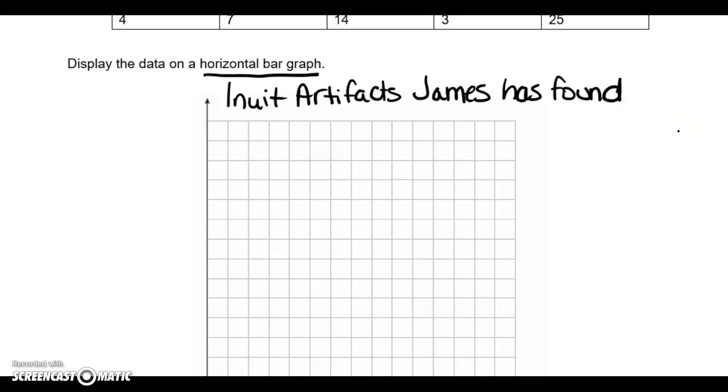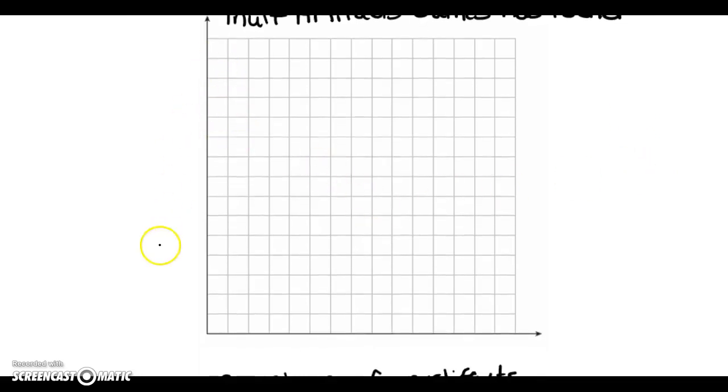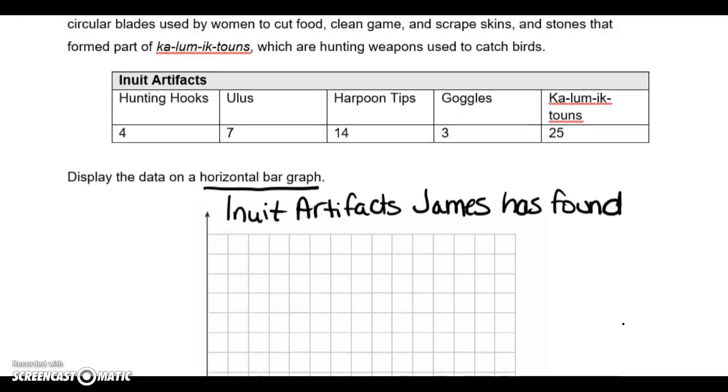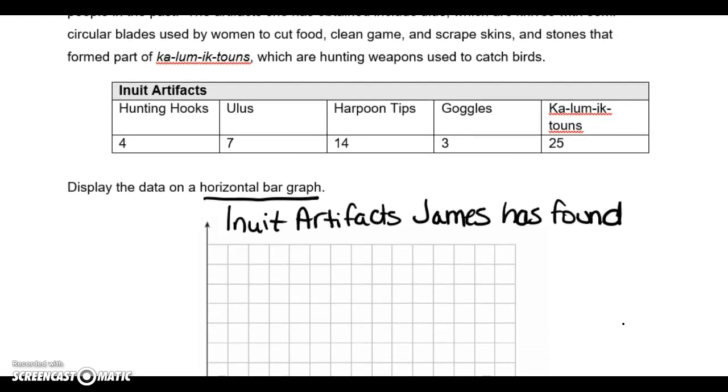Okay, so once we've labeled our graph, now what we need to do is label each of the axes. So that is labeling the vertical axis and the horizontal axis. So to do that, we're going to go back and look at the chart that we're given here. So here we're given the types of Inuit artifacts found, and then here we're given the amount of artifacts found.